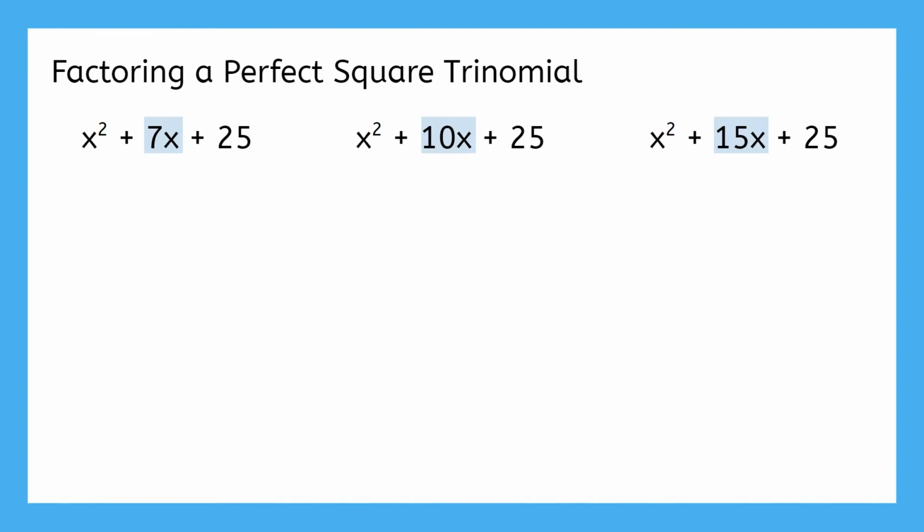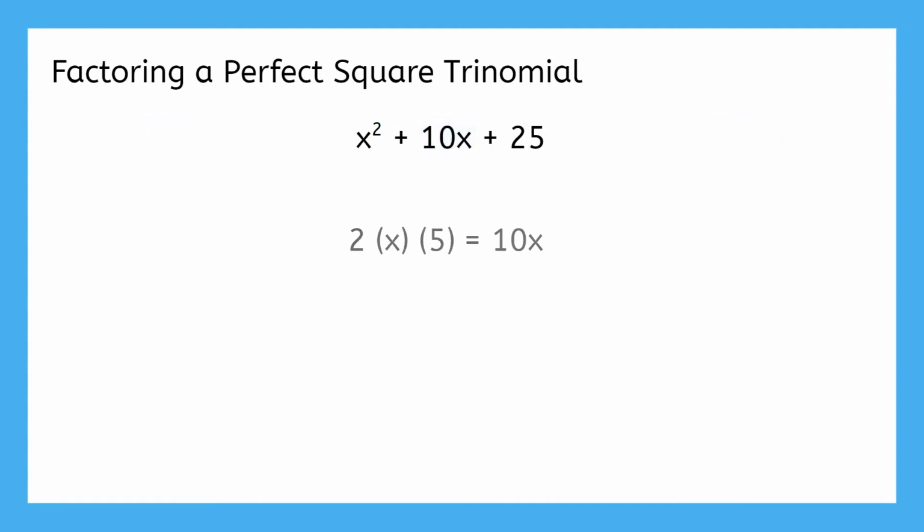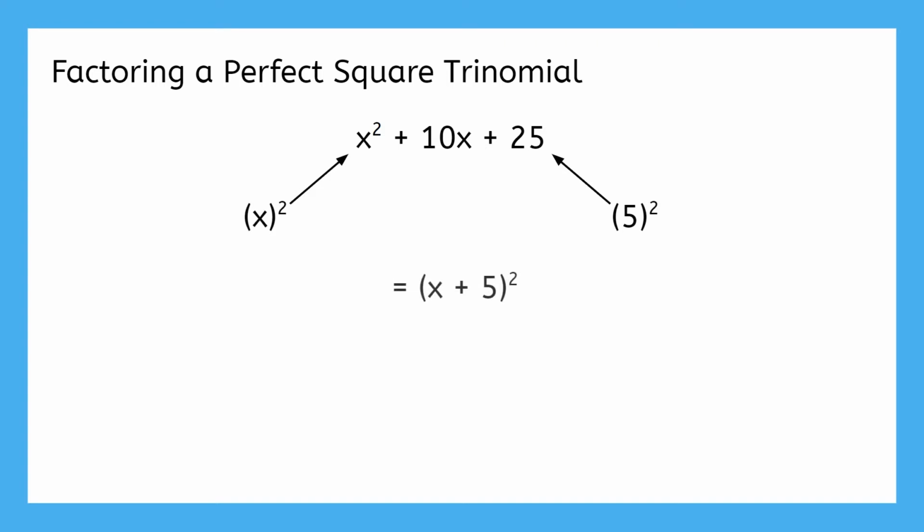Think about what we uncovered a moment ago. In a perfect square trinomial, the middle term is twice the product of the terms being squared. 2 times x times 5 would be 10x. So the perfect square trinomial is this one here. And it's the square of these two pieces together, x plus 5 squared.